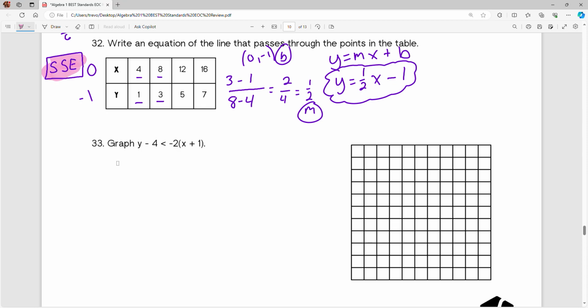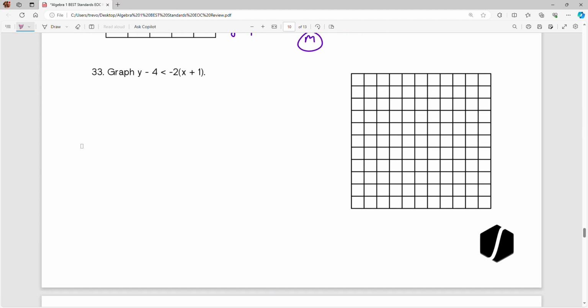And now for the last question on this page, we've got: graph y minus 4 is less than or equal to negative 2 times x plus 1. And they gave it to you in the format of y minus y1 equal to m times x minus x1. So I know my slope, and I know a point. This is the point-slope formula. And on your reference sheet, this is the third equation under forms of linear equations.